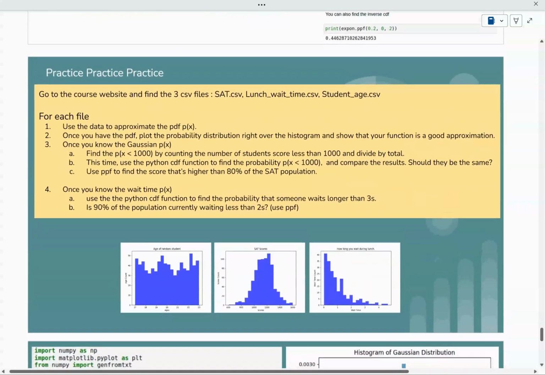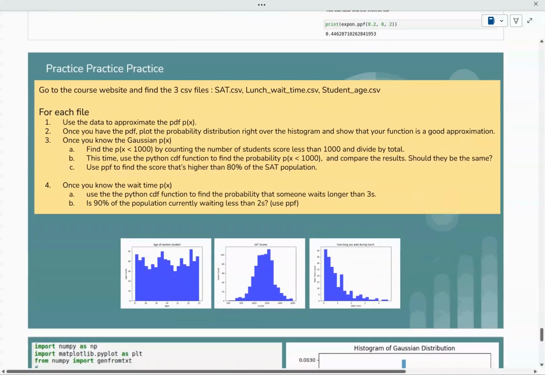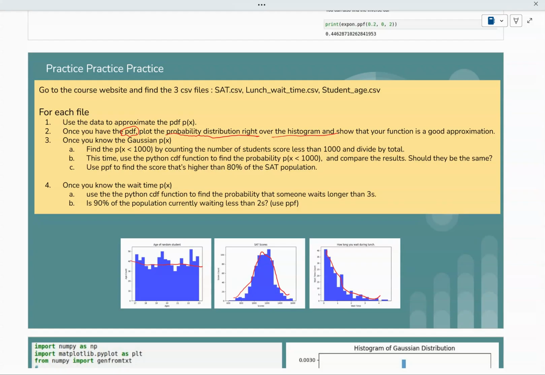Okay, as your last practice, you want to go to a website. We've worked with these 3 files before. What I want you to do this time, after you have the histogram, is to approximate P of X, so figure out the mathematical equation given the data. And once you have the P of X, I want you to plot the probability distribution right over the histogram. So ideally, they will look very similar. Ideally, the equation you've predicted is very close to the actual histogram.